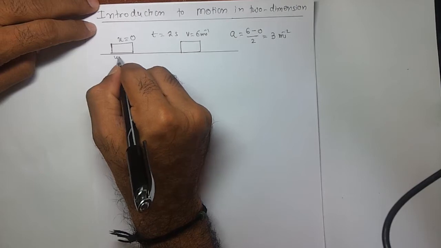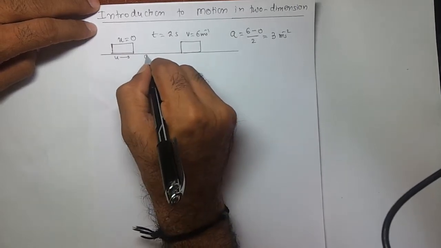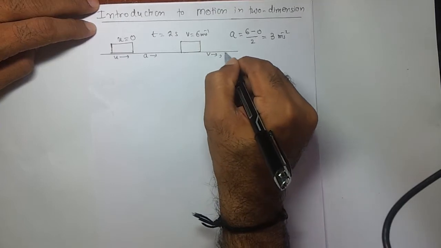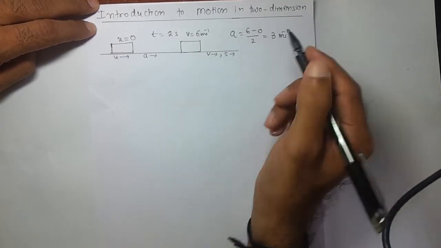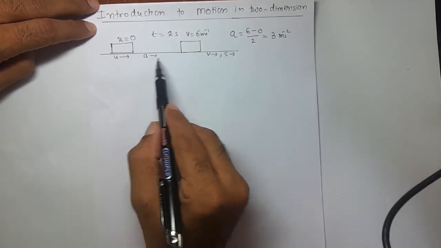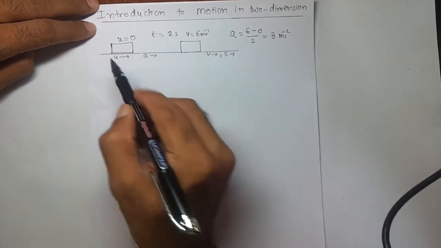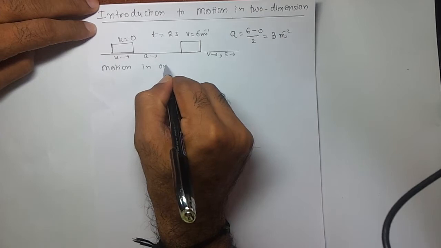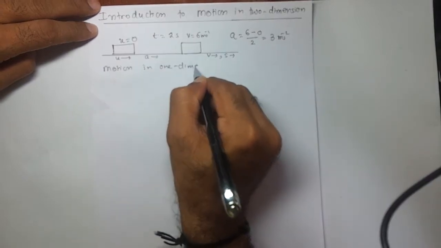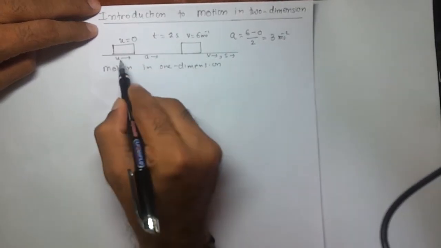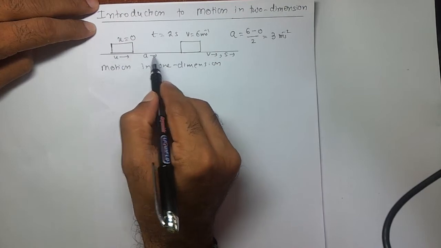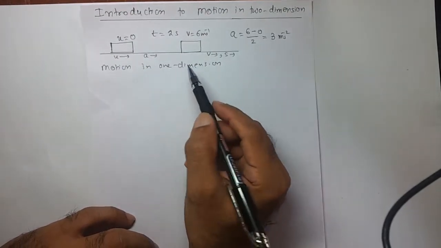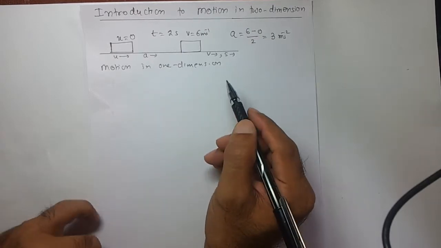The initial velocity was in this direction, the acceleration is in this direction, and therefore the final velocity is in this direction. The displacement is also in this direction. That is why this type of motion is known as motion in one dimension. Reason: initial velocity and acceleration are in the same direction. So when initial velocity and acceleration are in the same direction, we call it motion in one dimension.